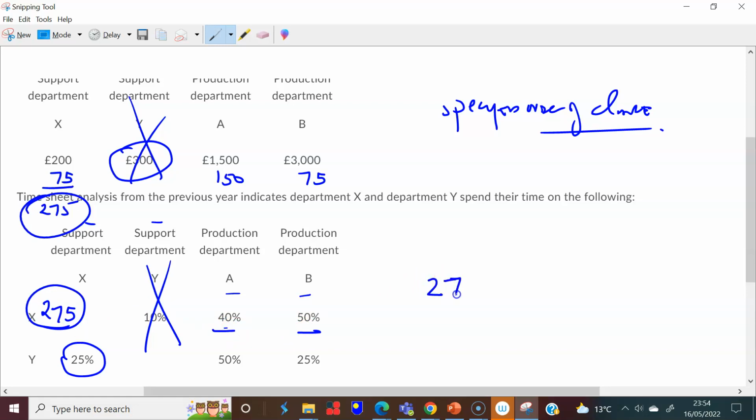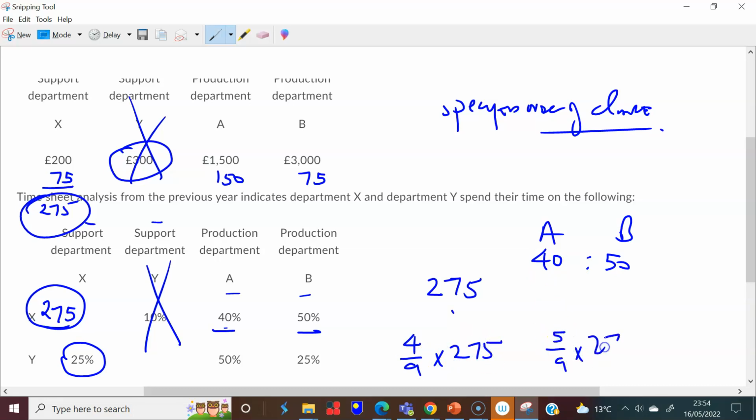Because Y is done, we just have to split this 275 between the 40% and the 50%. So we're saying split 275 in the ratio A to B, 40 to 50, right? In effect, A is 4/9 times 275. It's not a pretty number. And B is 5/9 times 275. So what do we now have? We have 4 divided by 9 times 275, which is 122, and therefore deduct that, and you have 153.